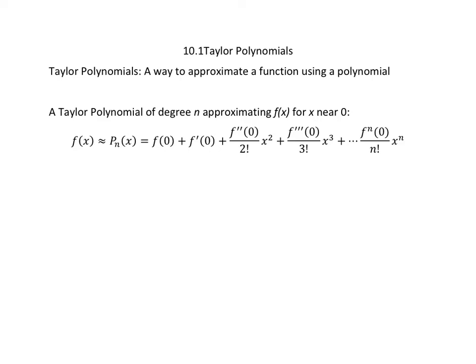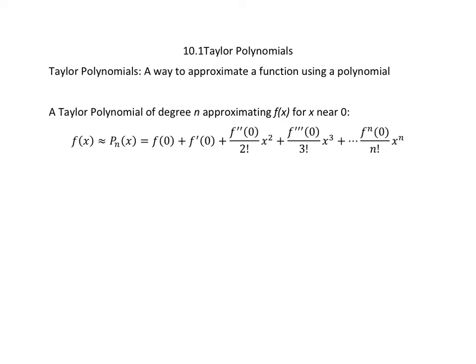In 10.1, we're going to discuss something called Taylor polynomials. Taylor polynomials are a simple way to approximate a function near some value. So, a Taylor polynomial of degree n approximating f of x near x equals 0. That sounds a little bit odd. What do we mean by approximating it? This will make more sense in a second when we look at what's happening graphically.